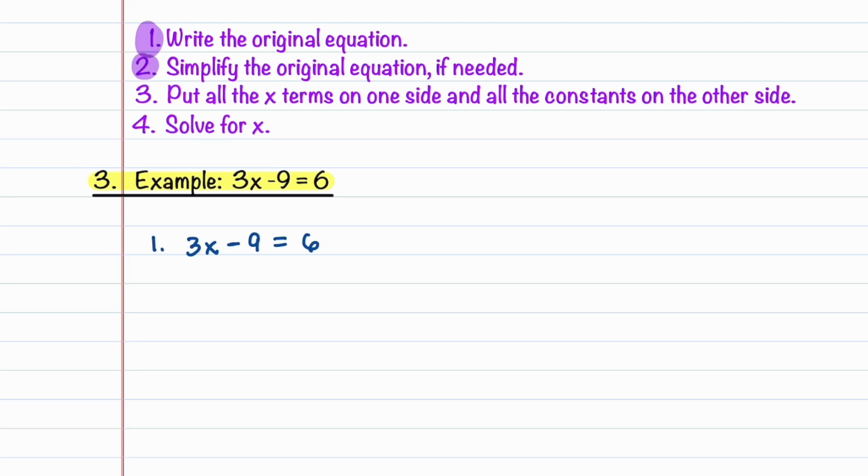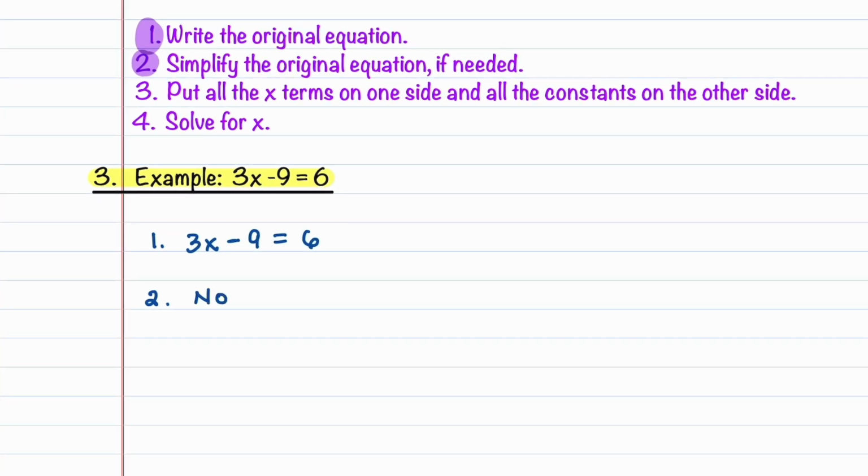The second step is to simplify the original equation if needed. Sometimes equations will have parentheses or fractions or decimals in them, and you'll need to simplify them. This equation, however, is a real basic equation, and it doesn't have any of that, so let's just write down not needed. We don't need to simplify anything. Now let's go on to our third step.